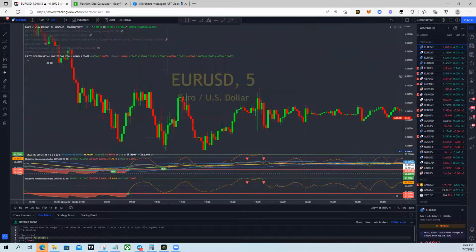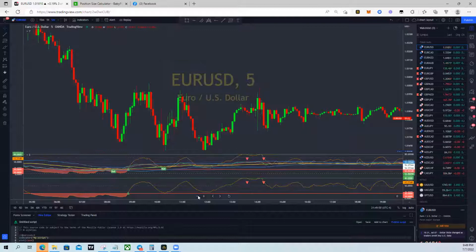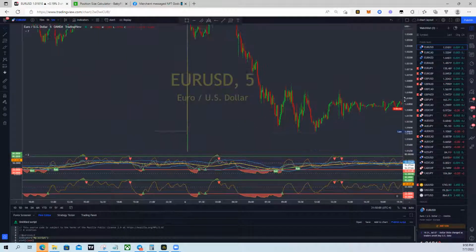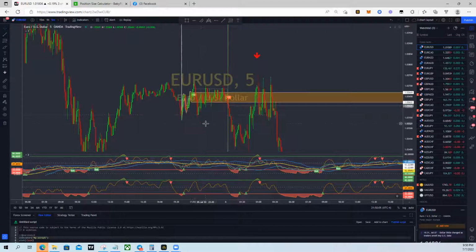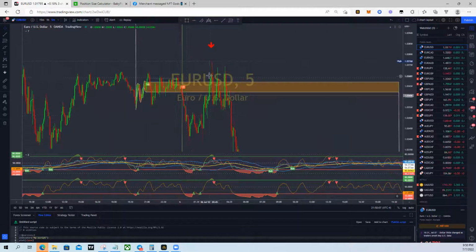Let's see. Once you understand the power of the golden key tool, how to utilize the golden key tool, and then you add it to the session key, look at this sell, retracement, sell from the high, sell from the high.